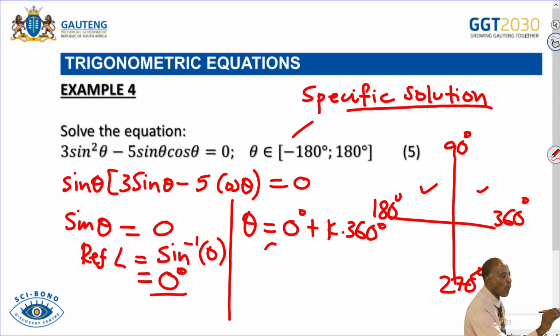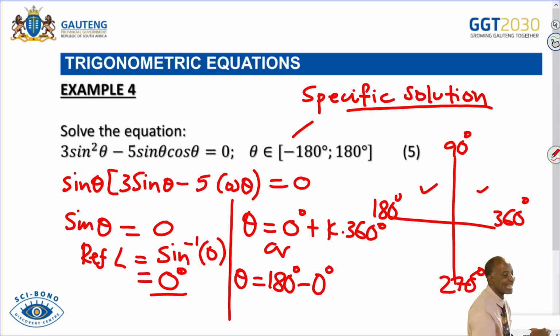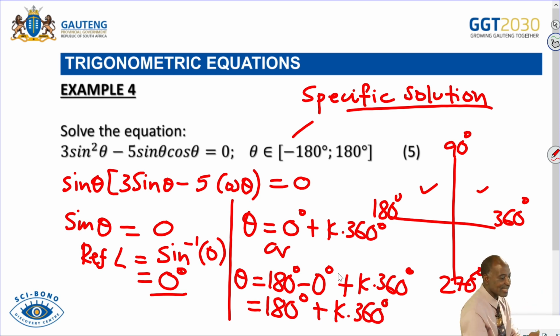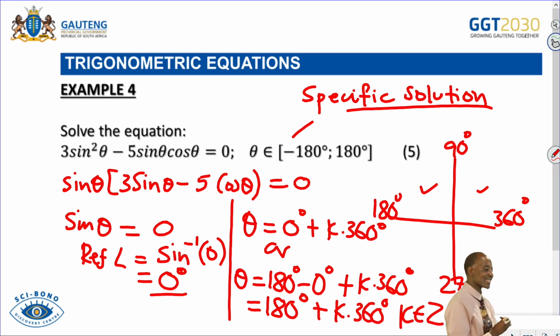And then theta is equal to 180 degrees in the second quadrant minus theta. Your theta is 0, your reference angle. Then plus again k 360 degrees for k an element of integers. So this gives us 180 degrees plus k 360 degrees. That's the complete solution for k an element of integers.